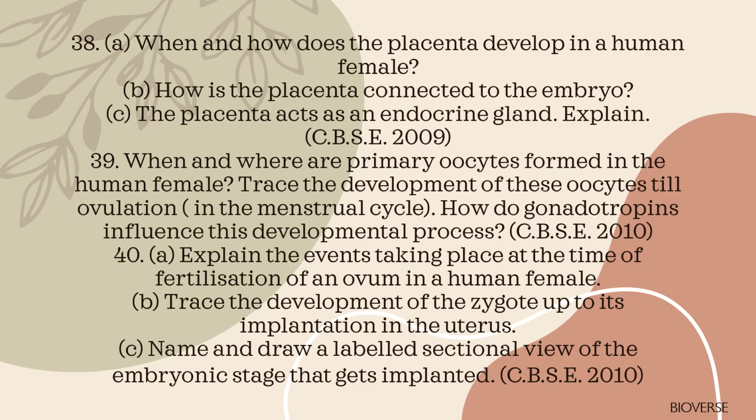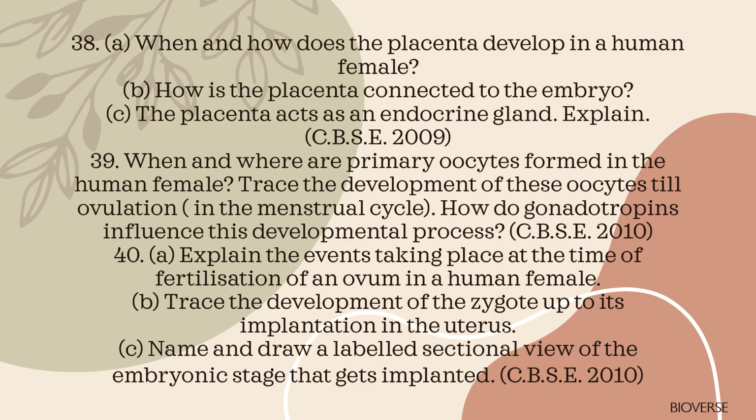Answer. A. Fertilization events. A sperm penetrates the corona radiata and zona pellucida of the ovum. The acrosome releases enzymes to aid penetration. The sperm nucleus fuses with the ovum nucleus to form a zygote, 2N. Cortical reaction ensures only one sperm enters, monospermy.